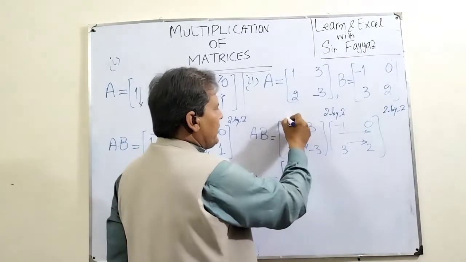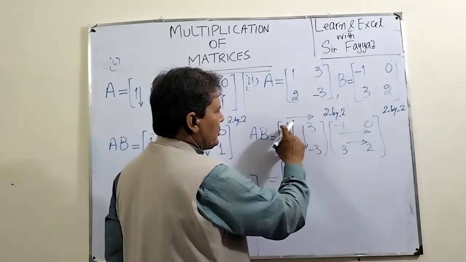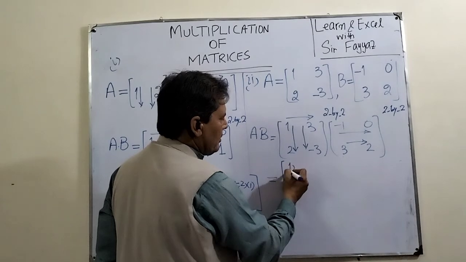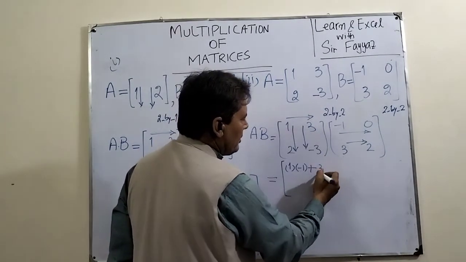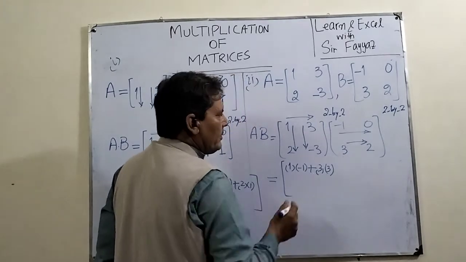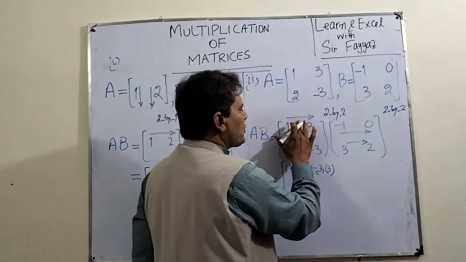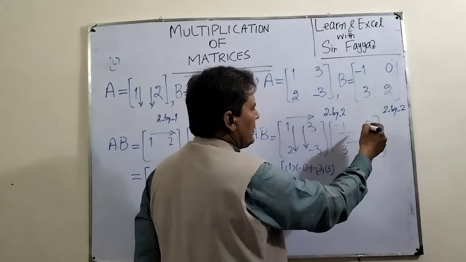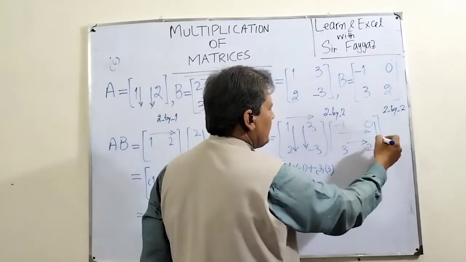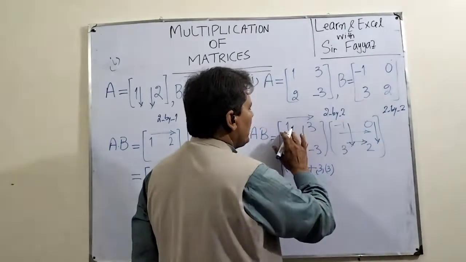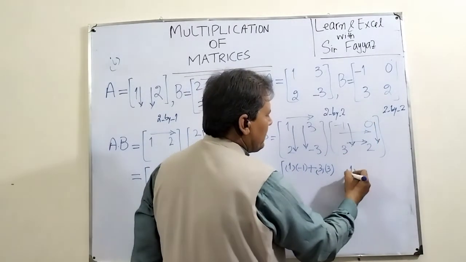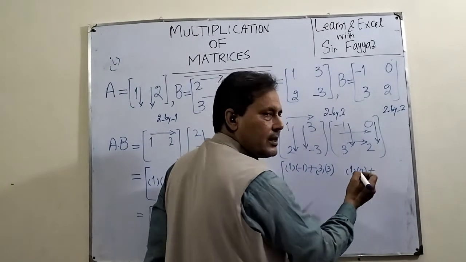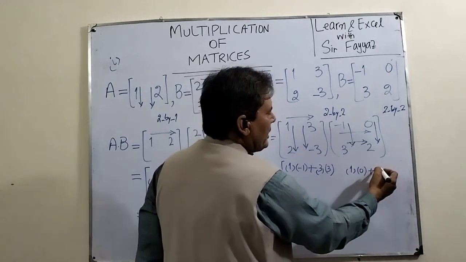We will multiply the first row with the first column, that is 1 multiplied by minus 1, then the plus sign, 3 multiplied by 3. Next one is first row, second column. This is the second column, this is the first column. First row, second column: 1 multiplied by 0, plus sign, 3 times 2.